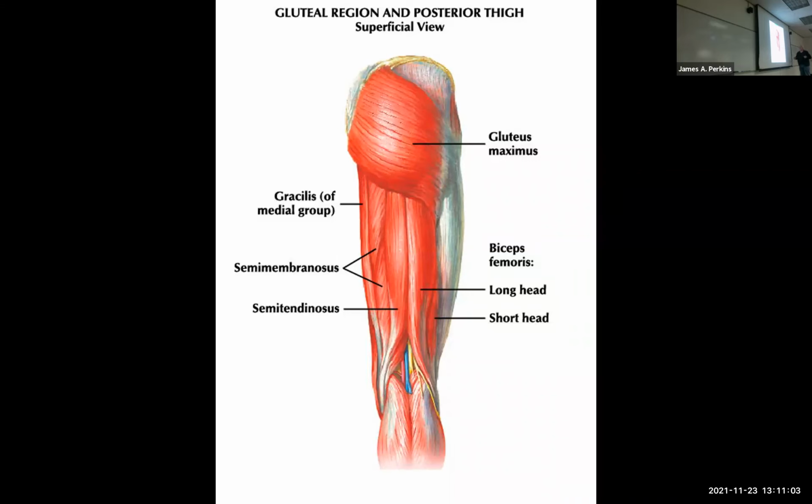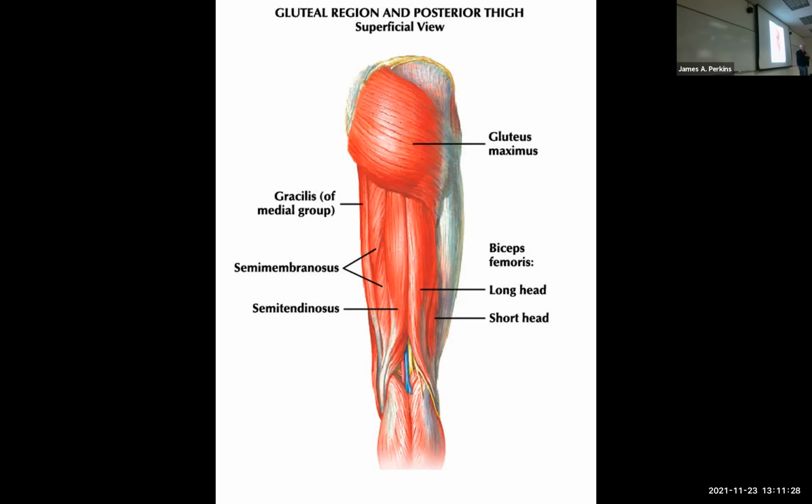So three of these muscles share the same attachments, and they also happen to share the same innervation. Semitendinosus, semimembranosus, and only the long head of the biceps femoris have their origin on ischial tuberosity, their insertion on tibia, and those three are innervated by what's known as the tibial division of the sciatic nerve.